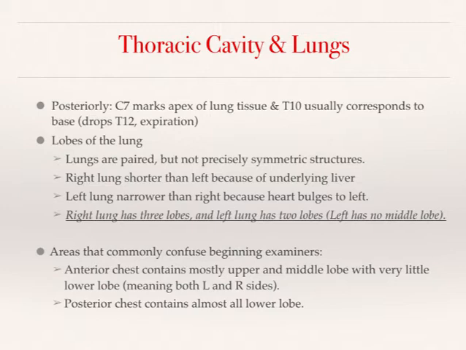So your heart kind of pushes it to the left a little bit, so it makes the left lung a little bit narrower. And you can kind of see this on the next slide when I go through it. The right side has 3 lobes, the left only has 2. So that's an important thing to remember.